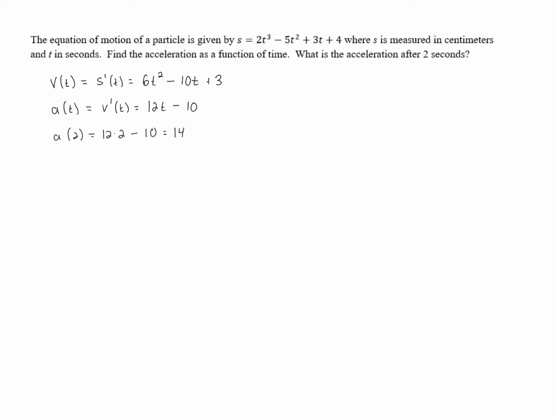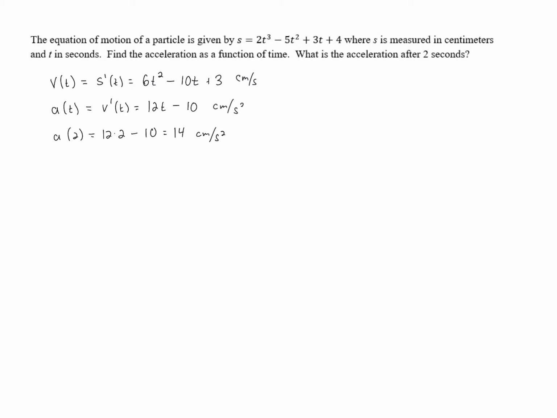Now, the distance function was measured in centimeters, where t was measured in seconds. So distance is centimeters. Velocity is going to be centimeters per second. And acceleration is going to be centimeters per second squared. Whenever we have acceleration, it's going to be whatever the unit in distance is divided by the unit of time squared. So it's going to be centimeters per second squared.